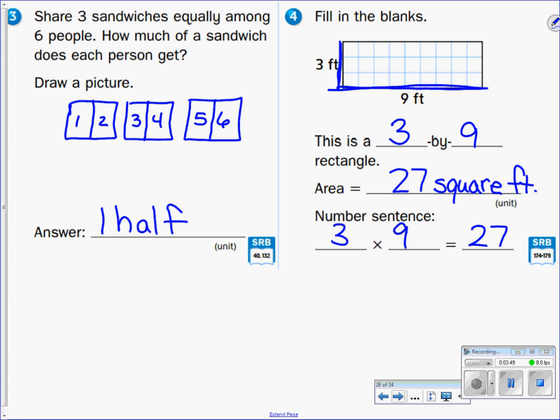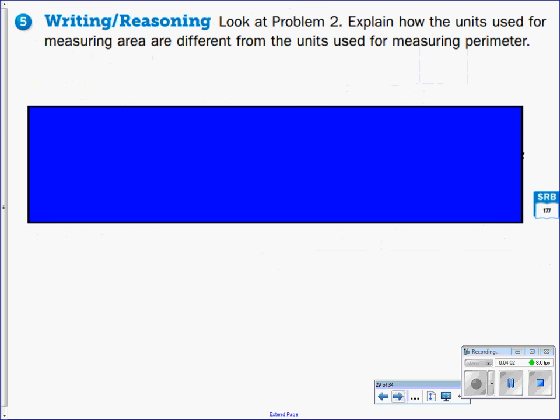Okay, boys and girls, when you're doing area, remember, we've talked about it, it is 3 times 9 because it's our length times our width. And number 5, you're to look at problem number 2 and explain how the units used for measuring area are different from the units used for measuring perimeter. Problem 2 was the 4 by 3 rectangle, and we had to find the perimeter, which was 14 inches, and the area, which is 12 square inches.